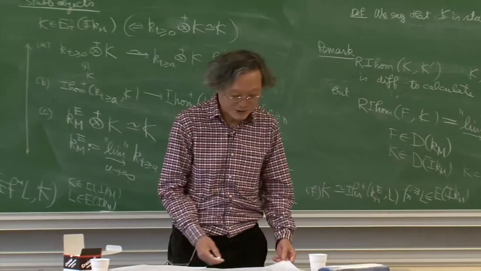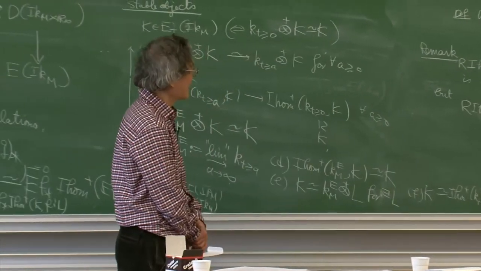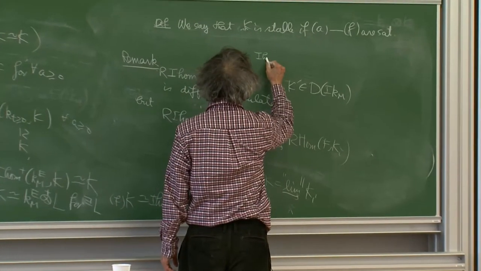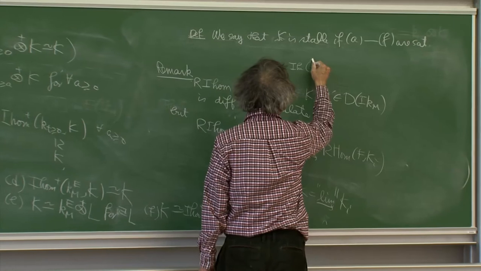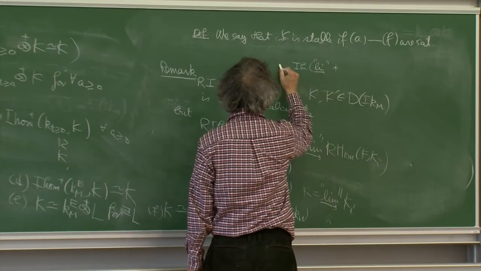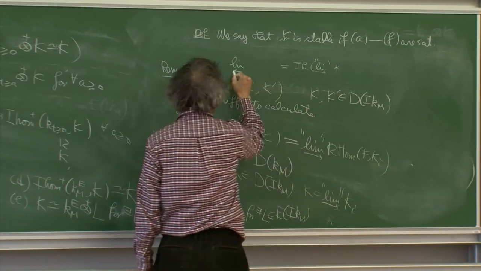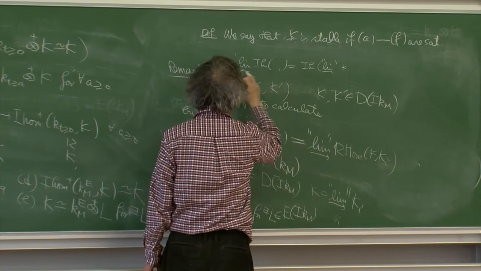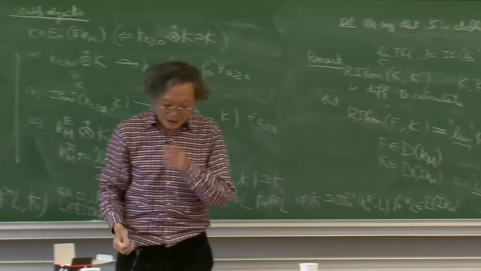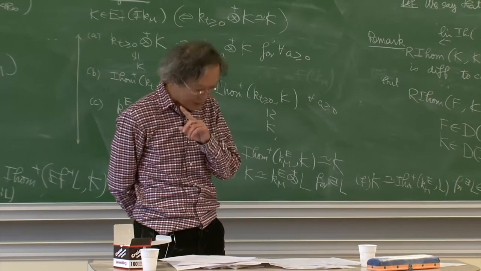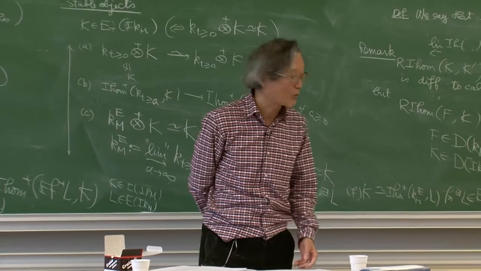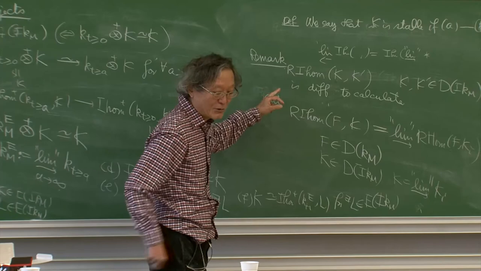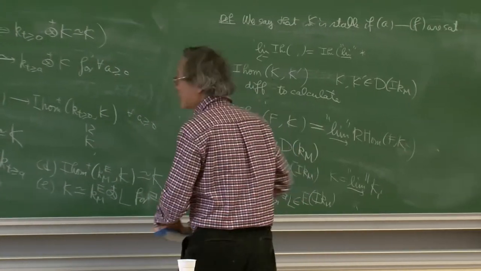But for this one, it's calculable, but as you see, I home of a limit is a projective limit of I home of something. So here there's a projective limit, and projective limit is not exact. So that part causes a problem, and usually it is difficult.